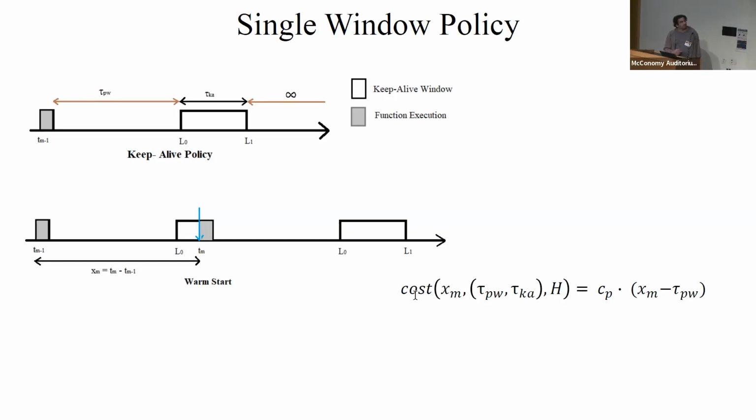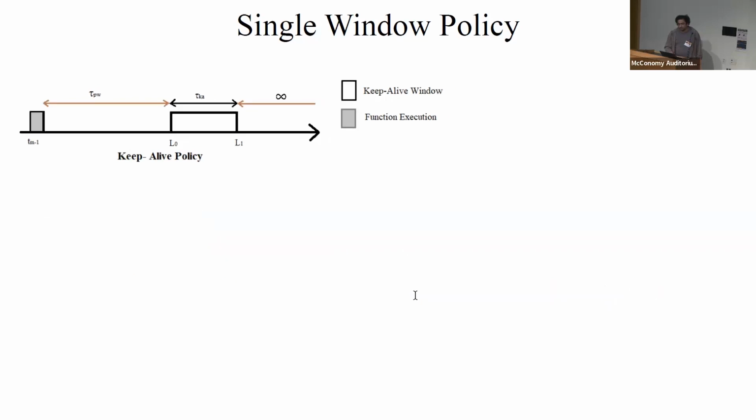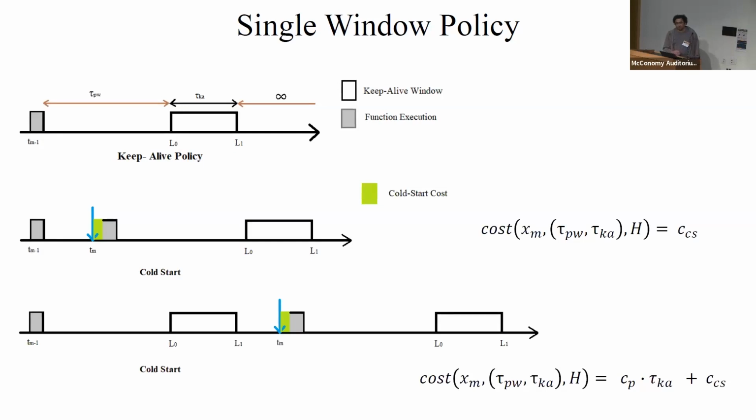So the cost involved for a policy during a warm start is given by the expression CP times the duration during which the keep alive window is active, where CP is the cost for a unit resource per unit time. And a cold start is said to occur if the function gets invoked either during the pre-warming window or after the keep alive window. So there are two cases for a cold start here. And the cost of a policy during the cold start, say if the function gets invoked during the pre-warming window, it's just the cost of a cold start.